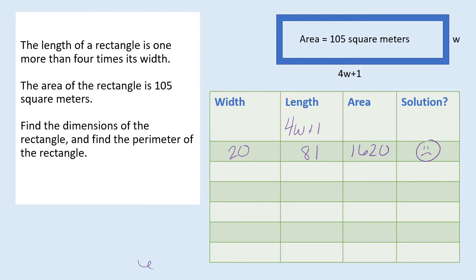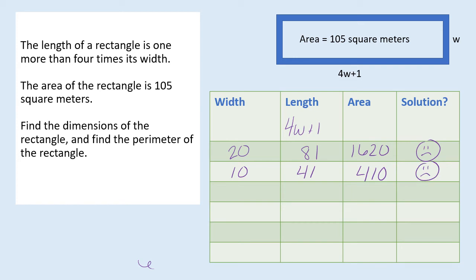So let's try a new width. Maybe I try a width of 10. And then that would mean that the length would be 4 times 10, which is 40, plus 1, for 41 for the length. When I do 10 times 41, that will give me an area of 410, which is smaller than what I had before. That's the good news. But then the bad news is that I still don't have an area of 105 square meters. So I'm getting closer, but I'm not there yet.